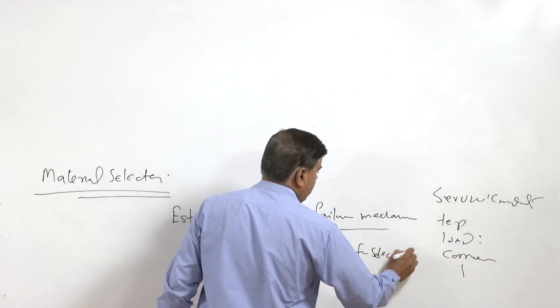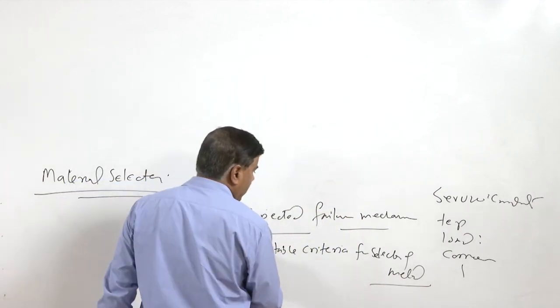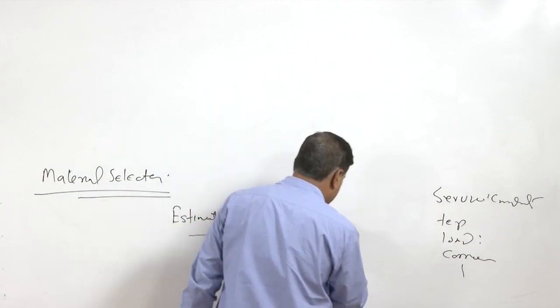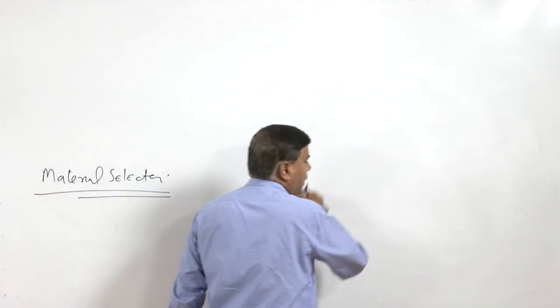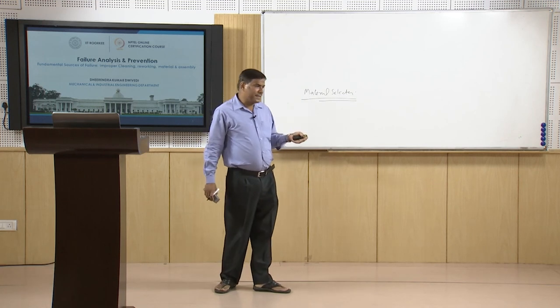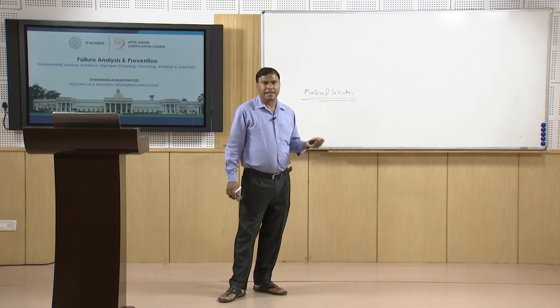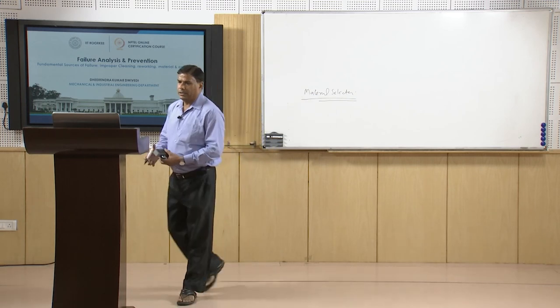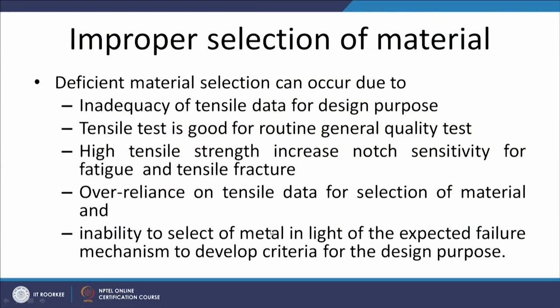for selection of the metal. About the various parameters and properties that we need to consider, we have already talked earlier. It is just to reiterate that we need not rely on the tensile data, and as per the service conditions, the expected failure mechanism needs to be identified, so that the component designed can survive and deliver the intended service for the design life of the component. If we do not select the material in light of the expected failure mechanism, then it can lead to premature failure of the component.